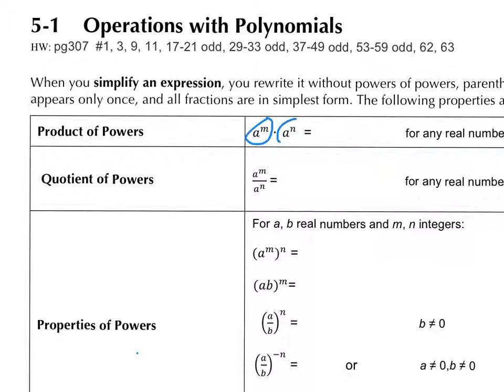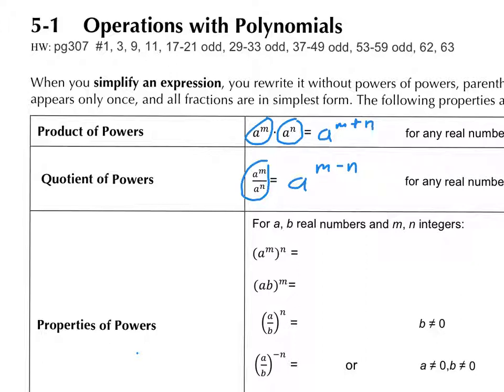When you multiply two things that have the same base, all you do is add the exponents. So when you're multiplying and they have the same base, you add the exponents. When you are dividing and they have the same base, you subtract the exponents.